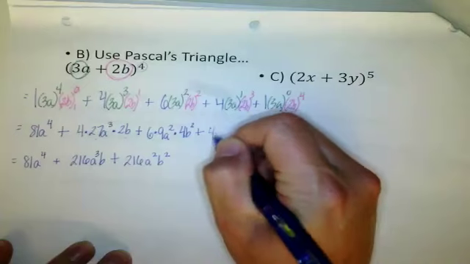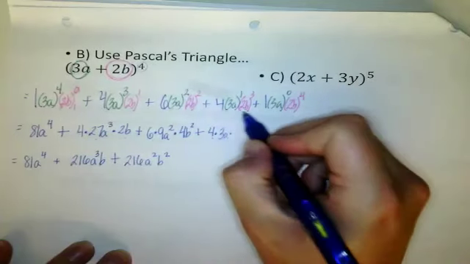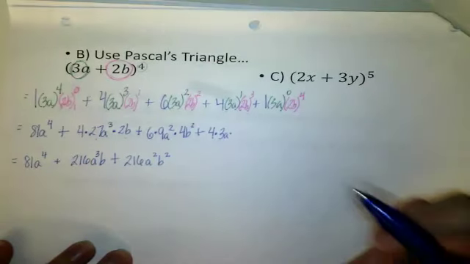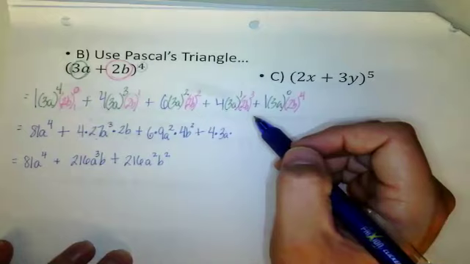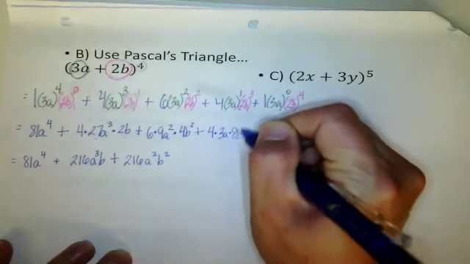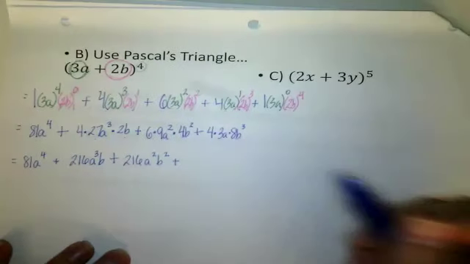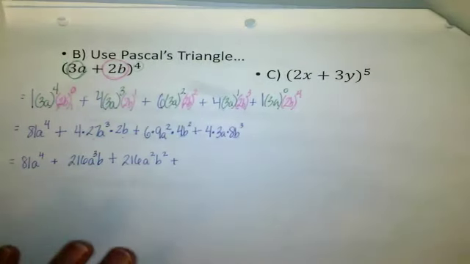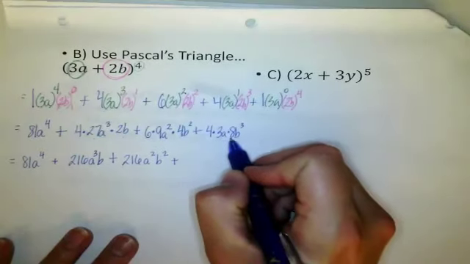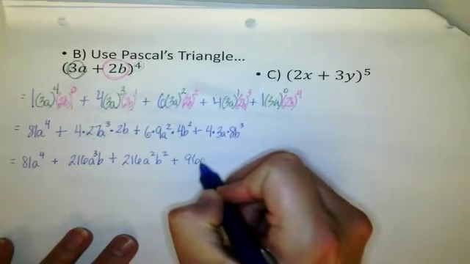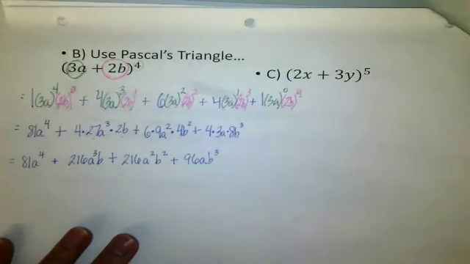Here we have 4 times 3a. And what's 2b quantity cubed? What is it? 8b cubed. Good. 2 times 2 times 2 is 8b cubed. It's 96. 4 times 3 times 8 is 96 times a times b cubed for that term.